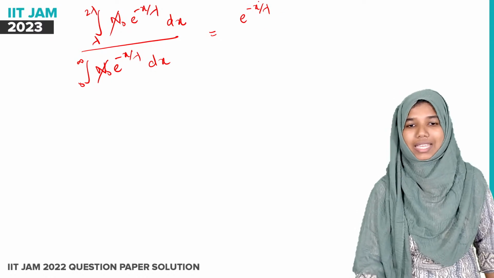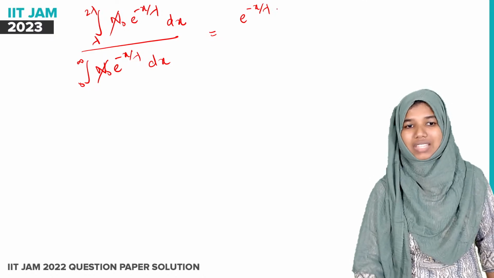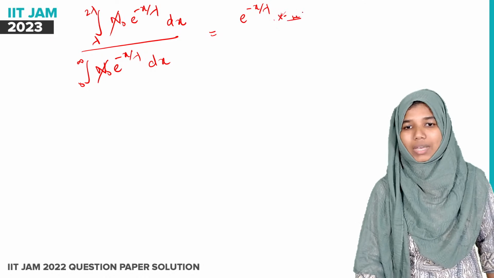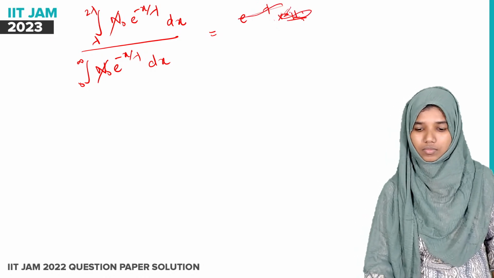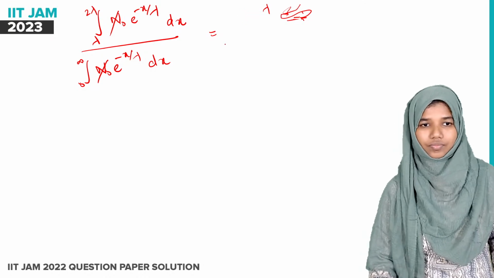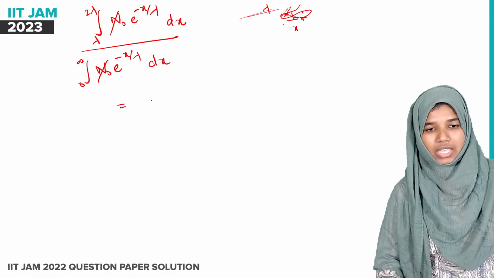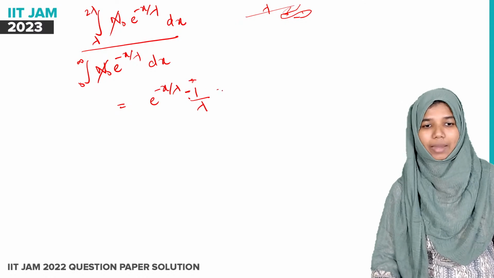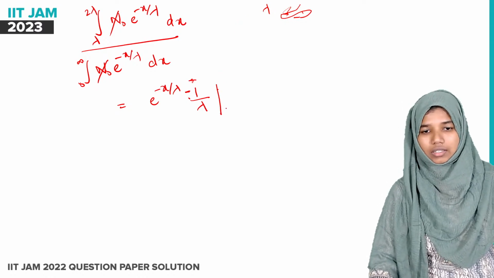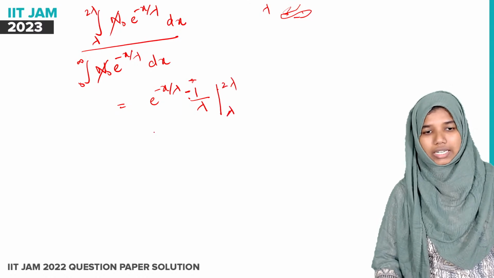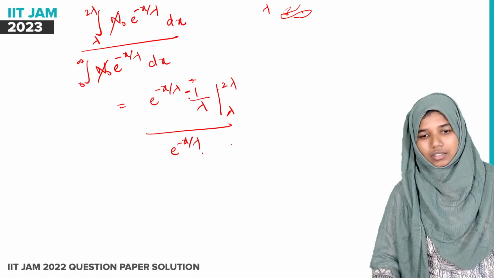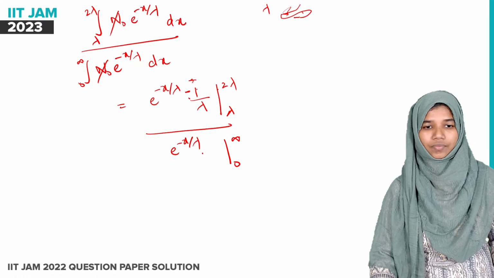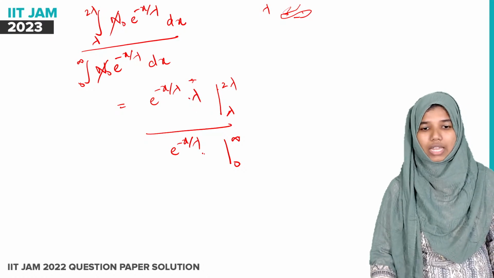So the integral of exponential minus x by lambda is exponential minus x by lambda divided by minus 1 by lambda, since we are integrating with respect to x. So this is equal to exponential minus x by lambda into minus lambda, in the limits lambda to 2 lambda, divided by exponential minus x by lambda in the limits 0 to infinity, the same into minus lambda.